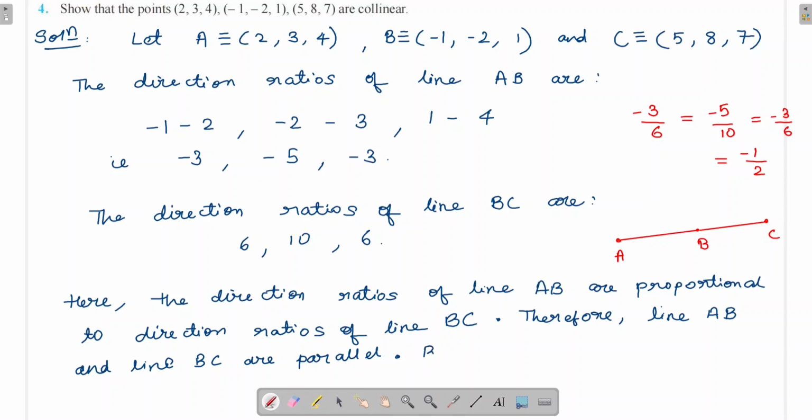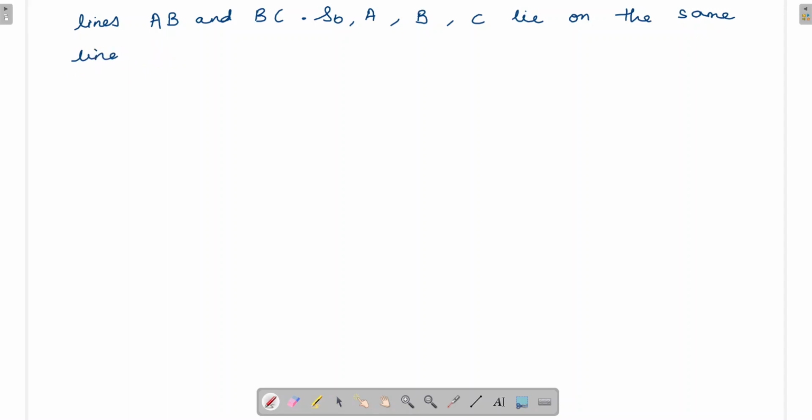So we have to write, but B is the common point of lines AB and BC. So A, B, C lie on the same line. Therefore, A, B, C are collinear. So that is the solution of the fourth problem.